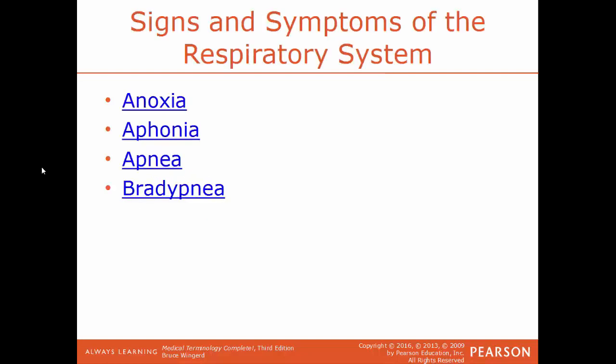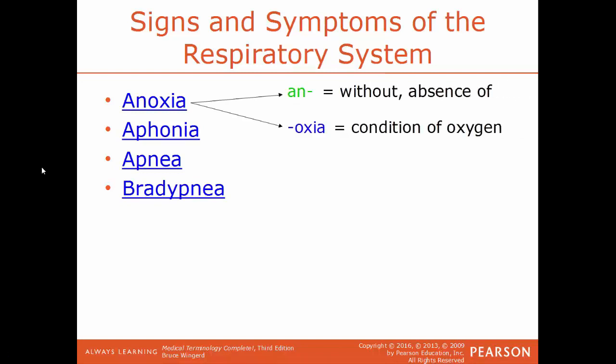Alright, now we'll talk about some signs and symptoms of the respiratory system. The first one, anoxia. We're going to break that term down. An means without, or the absence of. And then oxia is a condition of oxygen. So this is without having oxygen. Our next term, aphonia. This is the loss of ability to speak, either because of a disease or due to injury to the larynx. Apnea. This is the temporary stopping of breathing. And the most familiar version of this would be sleep apnea. And our last term here, bradypnea, is abnormally slow breathing.